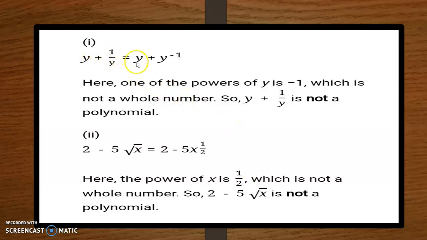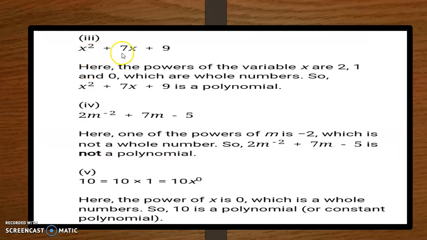This can be written as y plus y raised to minus 1. So here one of the powers of y is minus 1, which is not a whole number. So y plus 1 upon y is not a polynomial. Second, 2 minus 5 root x. It can be written as 2 minus 5 times x raised to 1 upon 2. So the power of x is 1 upon 2, which is not a whole number. So 2 minus 5 root x is not a polynomial.